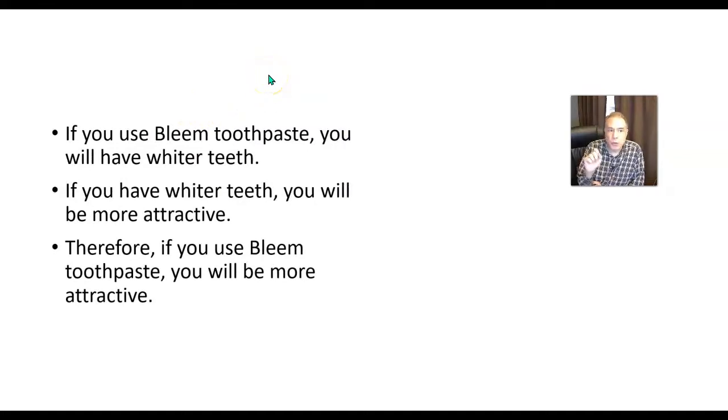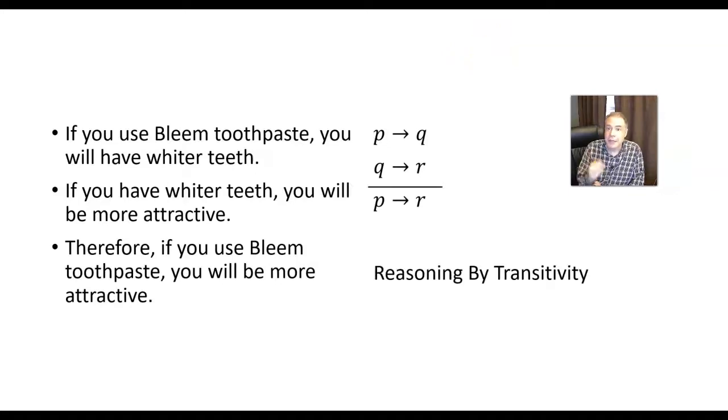How about this one? If you use Bleem toothpaste, you will have whiter teeth. If you have whiter teeth, you will be more attractive. Therefore, if you use Bleem toothpaste, you will be more attractive. If P, then Q. If Q, then R. Therefore, if P, then R. What do you think? Is that valid? Yes, that is a legitimate reasoning by transitivity, and it is valid. So, if you believe the premises, if those two premises are both true, then the conclusion must also be true.